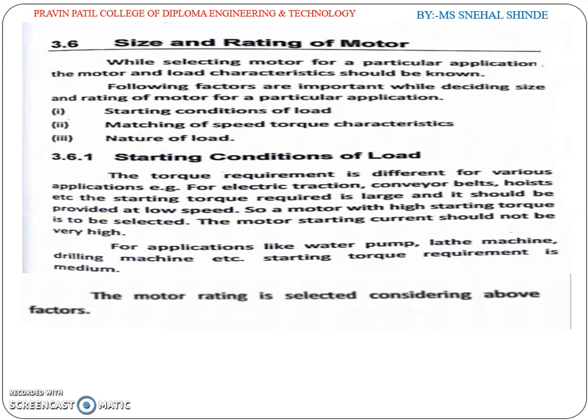Second is the matching of the speed torque characteristics, and third is the nature of the load. So, starting conditions of the load. The torque requirement is different for various applications. For example, for electric traction, conveyor belts, and hoists, the starting torque required is large and it should be provided at low speed. So a motor with high starting torque is to be selected.